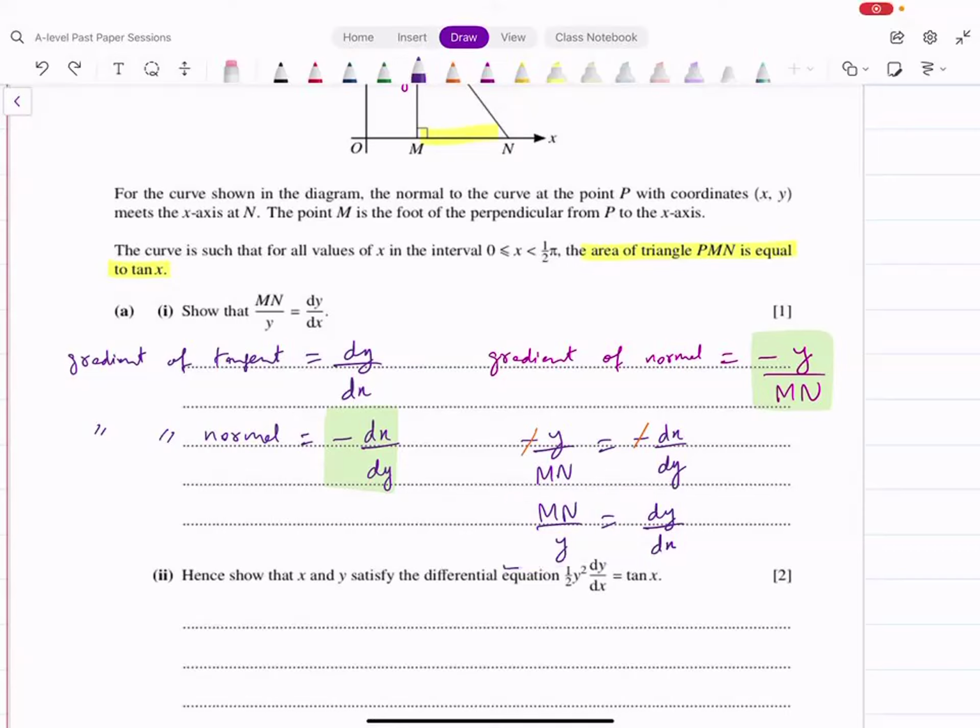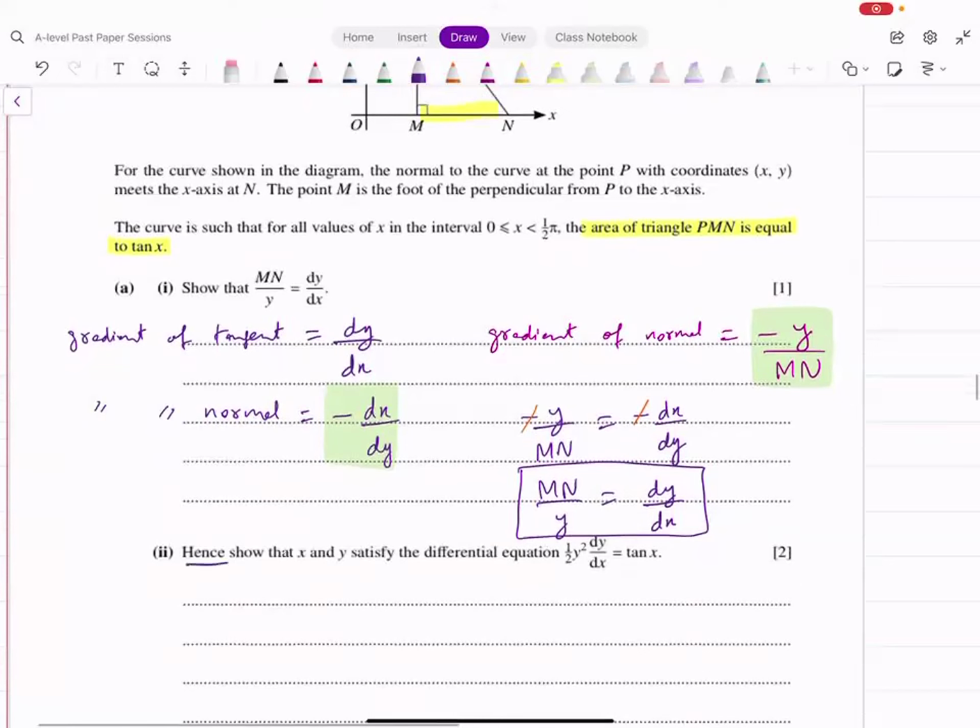ठीक है? Looks pretty complicated actually. It's very different from what we usually see. It's a very non-standard question, but I hope that makes sense. तो सोचना पड़ा यहाँ पे. अच्छा, उसके बाद वो कहते हैं hence show that x and y satisfy this differential equation. Okay, so आपको पिछला part use करना है, इस चीज को use करना है.